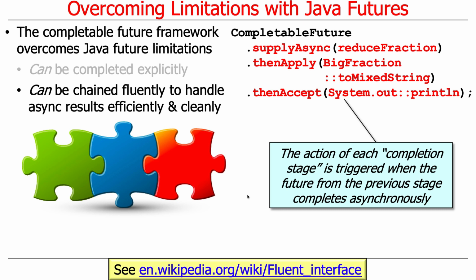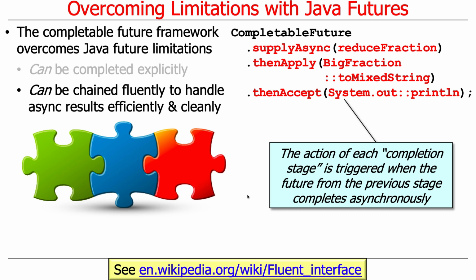And the point of this is that the action at each of these completion stages is triggered when the future from the previous stage completes asynchronously. So it'll be running, it'll be done, it gets triggered, then the next thing can run. So that's what's called a fluent interface. You can have these things done one after another, and each one of them works on the results of the previous stage, and it gets triggered when the previous stage's asynchronous computation finishes.